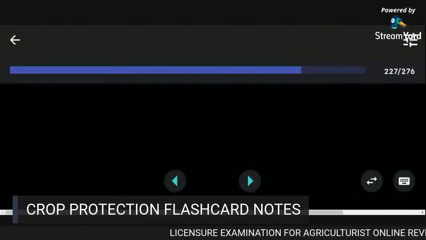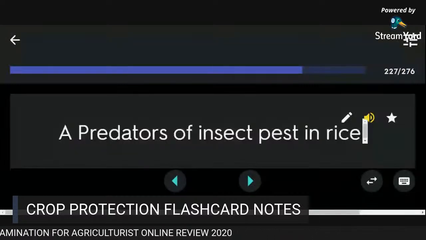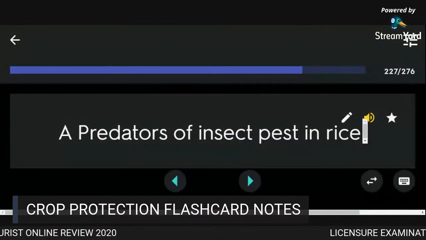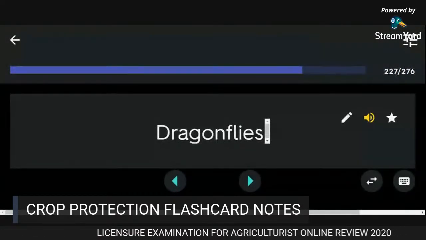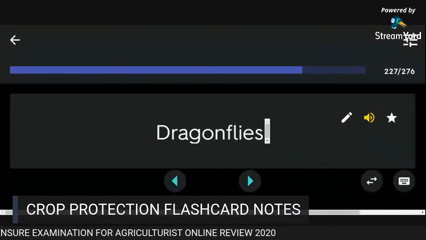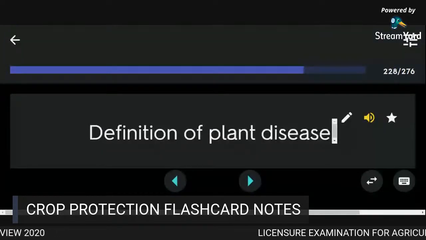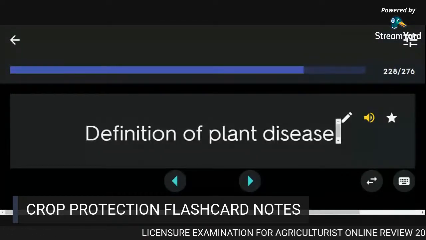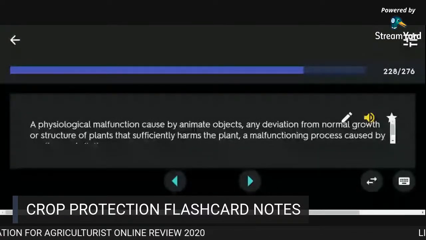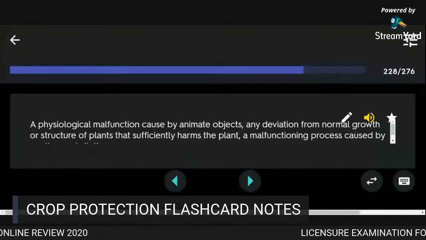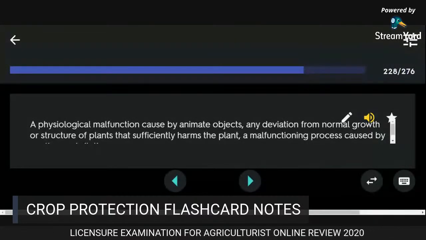Predators of insect pests: dragonflies. Definition of plant disease: a physiological malfunction caused by animate objects, any deviation from normal growth or structure of plants that sufficiently harms the plant, a malfunctioning process caused by continuous irritation.